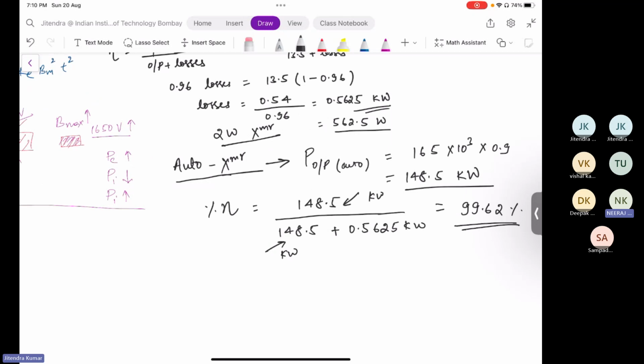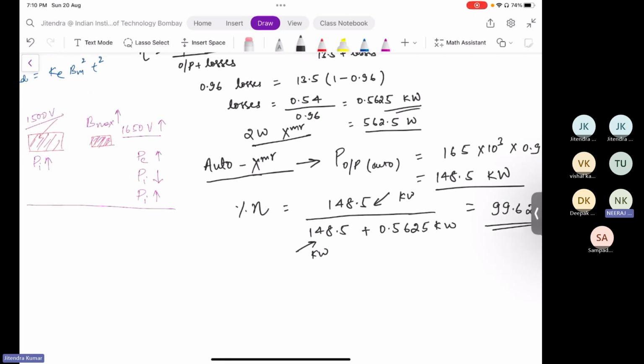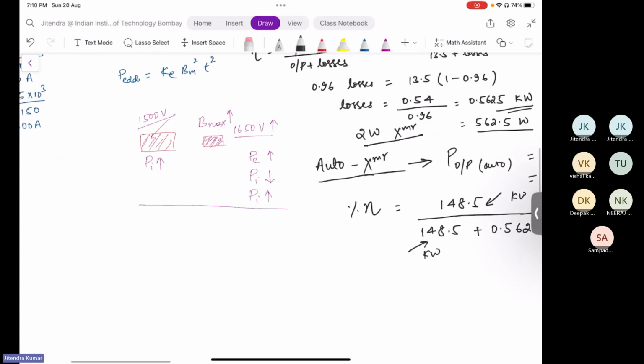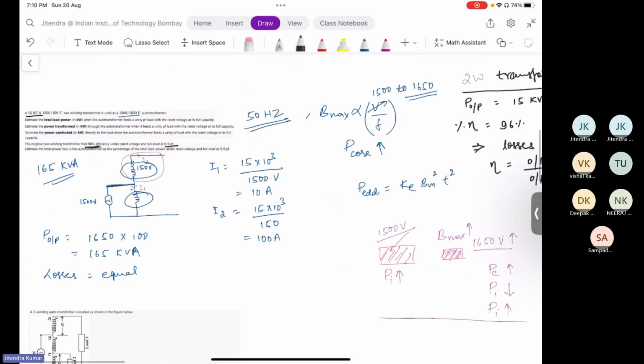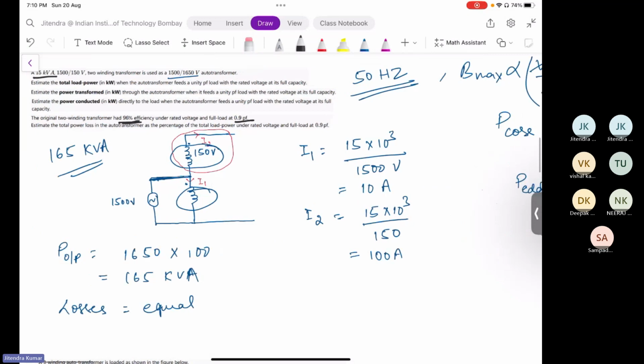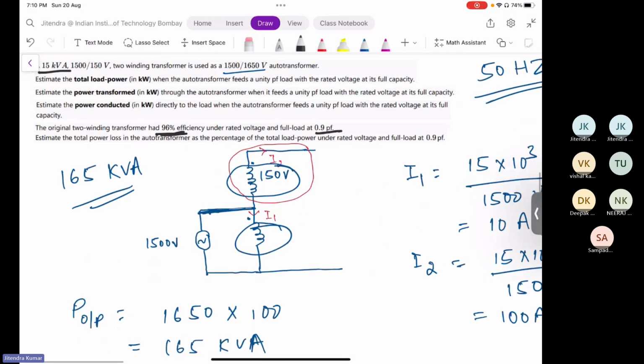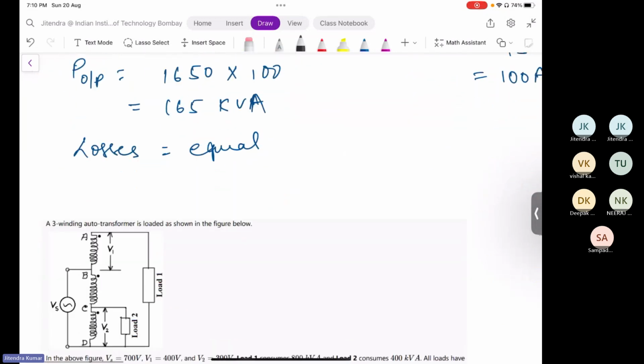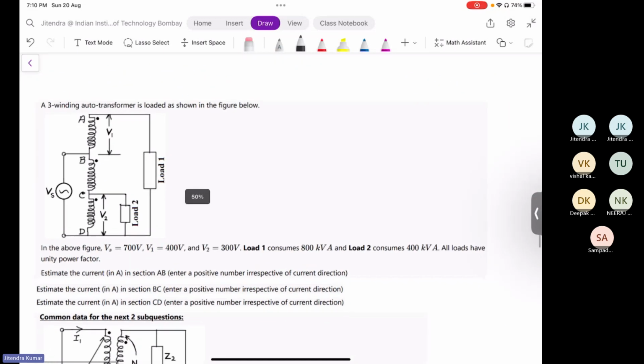So I hope this question is fine. Any final doubt with this problem, I will take. Otherwise, I will move on. So that conductive power transfer and inductive power transfer in auto transformer, I hope you must have understood in yesterday's session. As you told, I skipped those parts. So let us move ahead with this problem.